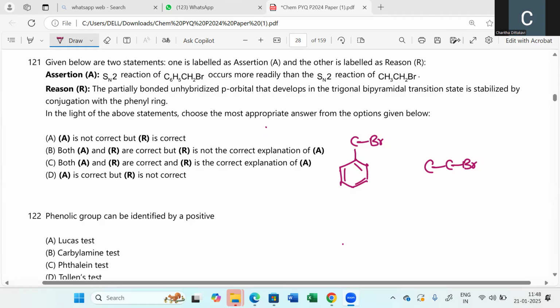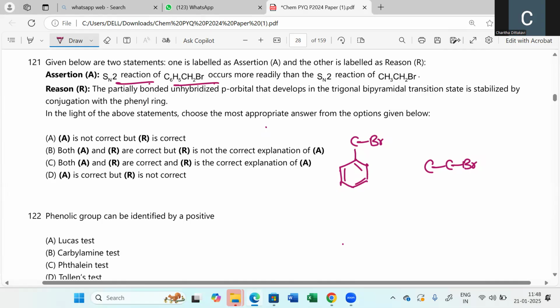Let us just continue now the questions of 2024 PYQs from chemistry. All right, going on with question number 121, 120 questions we've already completed. Next, move on. Given below are the two statements. One is labeled assertion and the other reason. Again, the SN2 reaction of C6H5CH2Br.